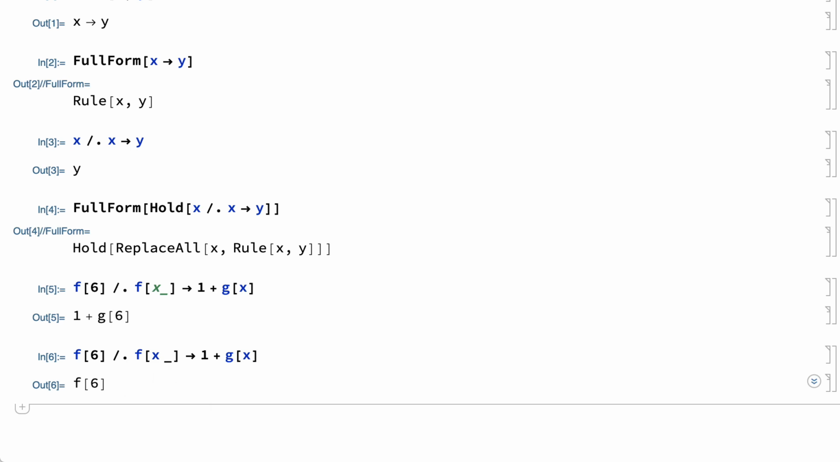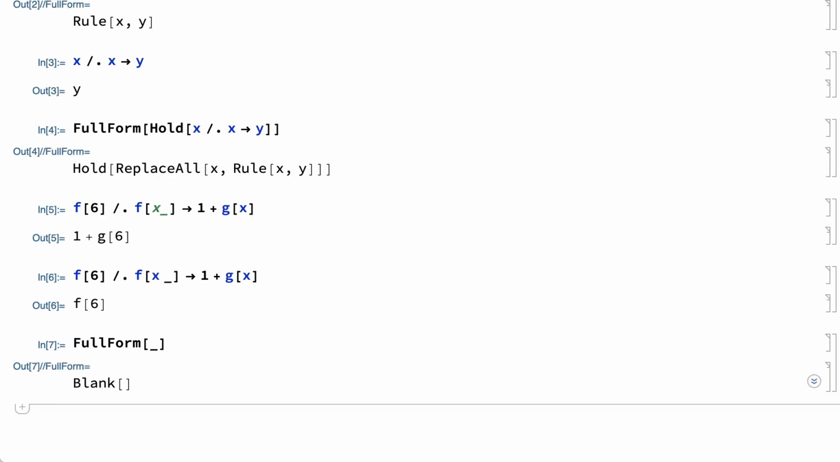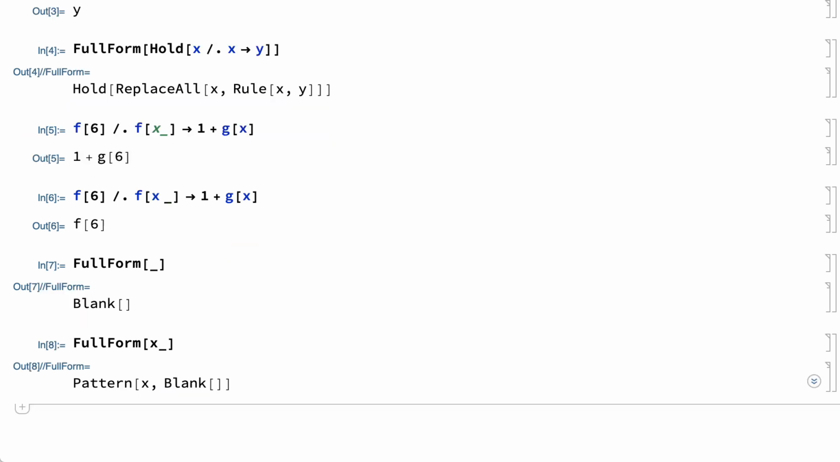This difference can be understood more precisely using FullForm. The underscore character is a special notation for a blank pattern, which is a pattern that matches any expression, and named patterns like x blank, in which the pattern is given a name, are represented using expressions with a head of pattern.